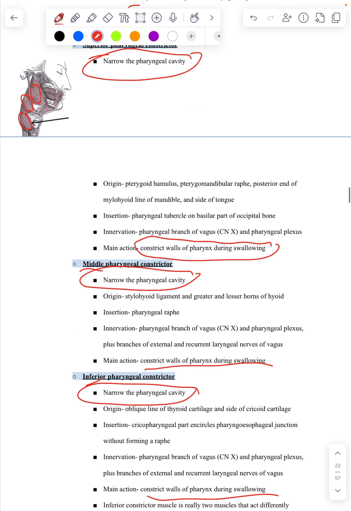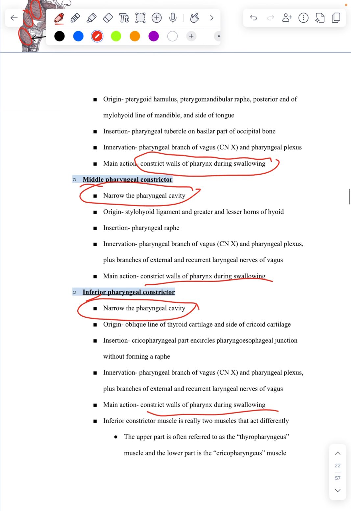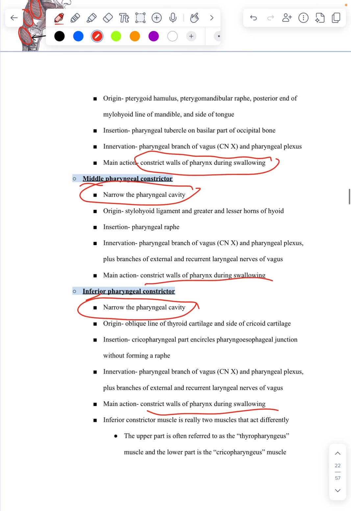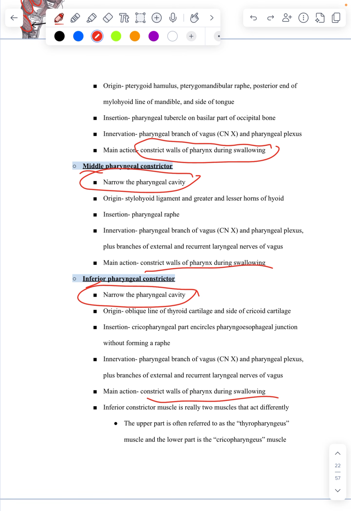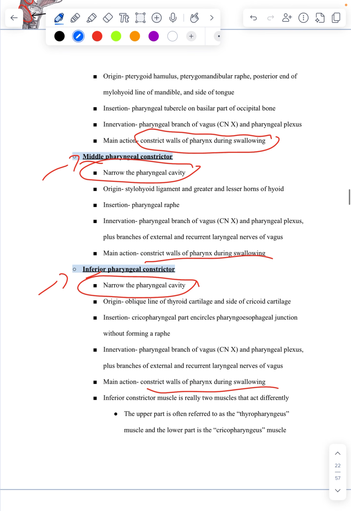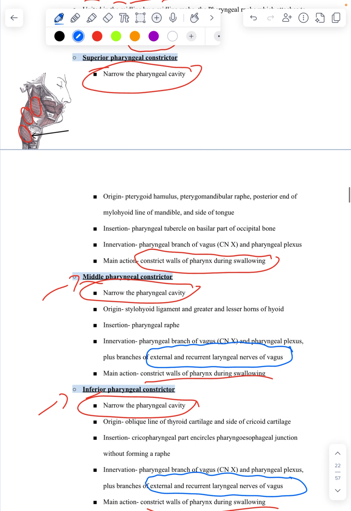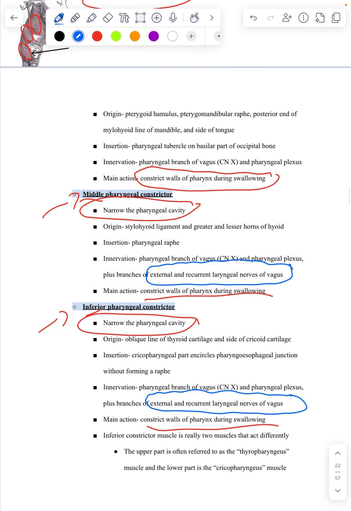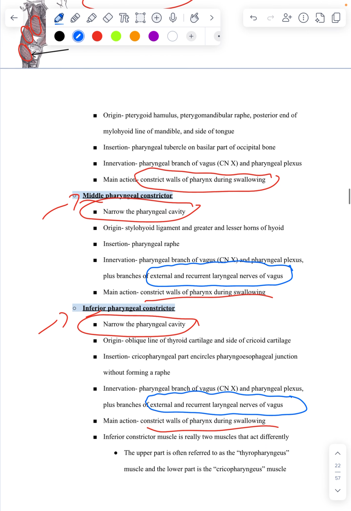However, there's a slight difference with the superior compared to the middle and inferior. So they all get the pharyngeal branch of the vagus nerve, because they're all vagus nerve, and this is all pharynx stuff. And they get the pharyngeal plexus, but only the lower ones, middle and inferior, will get the external and recurrent branches of the laryngeal nerves of the vagus, which makes sense because it doesn't branch off until a little bit later. So superior doesn't get it because it's still vagus there, and then later after it branches off, you'll get the other two branches.